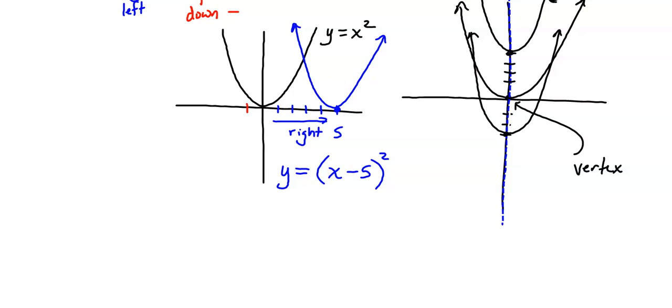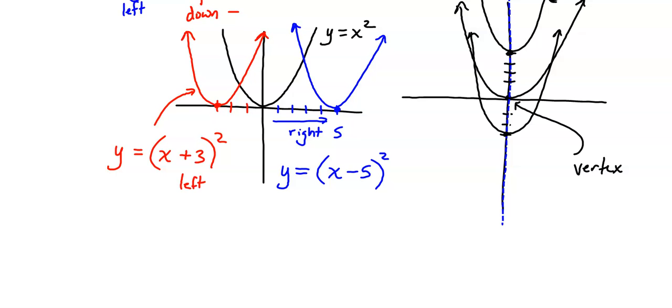Let's say I wanted to shift it left, let's say 3 units. Say I wanted this thing to come down, and I wanted to move it to the left 3. Well, that equation is going to be y equals x, and if I want to go left, I actually put a +3 in there. So this moves it left 3, and this one over here would move it right 5. So inside the parentheses is left and right. It's kind of backwards, but right is the negative, and left is the positive.